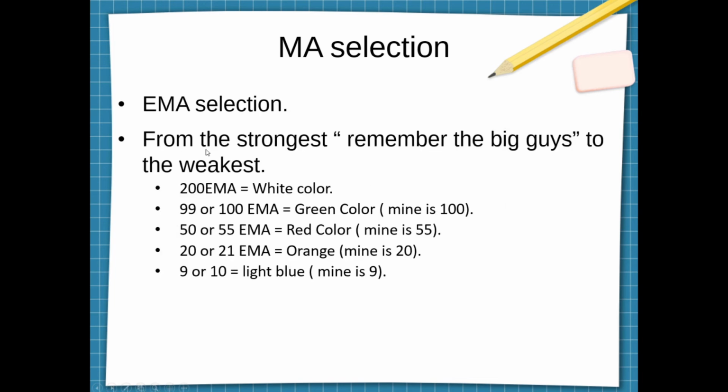EMA selection from the strongest, and this is exactly how you need to place them in your chart. Sorry, you need to place 200 moving average is the one in white color, 99 100 green color. I use the 100, the 50 or 55 red always, and the 20 21 EMA is orange. I use the 20, and the 9 or the 10 I use the light blue. I use the 9 usually on my chart.